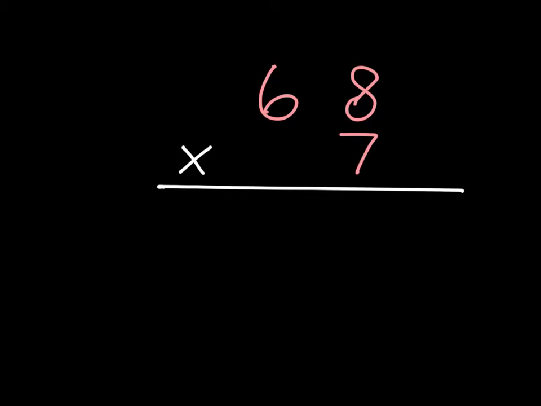So I'll start with a 7. 7 times 8 is 56. 56 has 6 units and 5 tens, which I'm just going to place here. I'm then going to look at 7 times 6. 7 times 6 is 42. If I add it to the 5 I've already got here, I've got 47, which is 7 units and 4 tens. 68 times 7 equals 476.